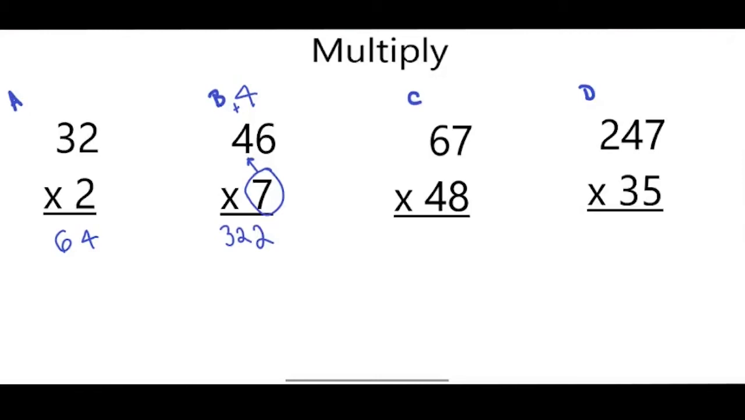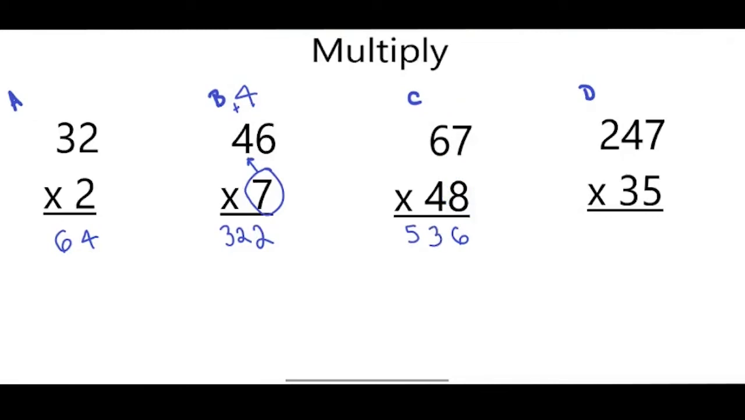All right, now let's do example C. So I'll multiply the 7 times the 8. 7 times 8 is 56. But I take that 5 and I move it up top. Now I take that 8 and I multiply it by the 6. So 8 times 6 is 48. And then I add 5. So 48 plus 5 is 53.